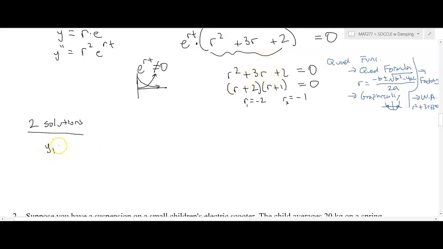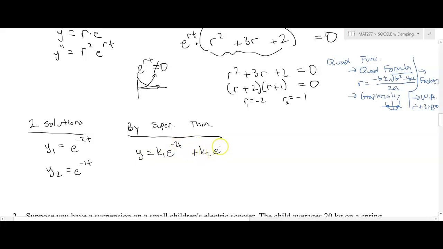So we have y1 is equal to e to the negative 2t, so that's r1, and y2 is equal to e to the negative 1t. Now by the superposition theorem, we know that if you have a homogeneous differential equation and you find two solutions, any constant multiple of the first solution plus any constant multiple of the second solution is also a solution. And there is our spring mass system solution.